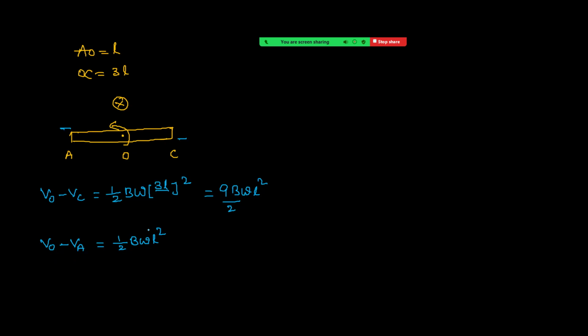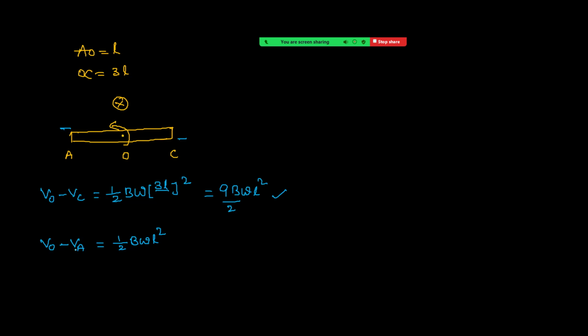Okay. Next, VO minus VC, that is 4.5 B omega L square. This is okay, option B is correct. Next, VA minus VC. See, what is now VA minus VC?